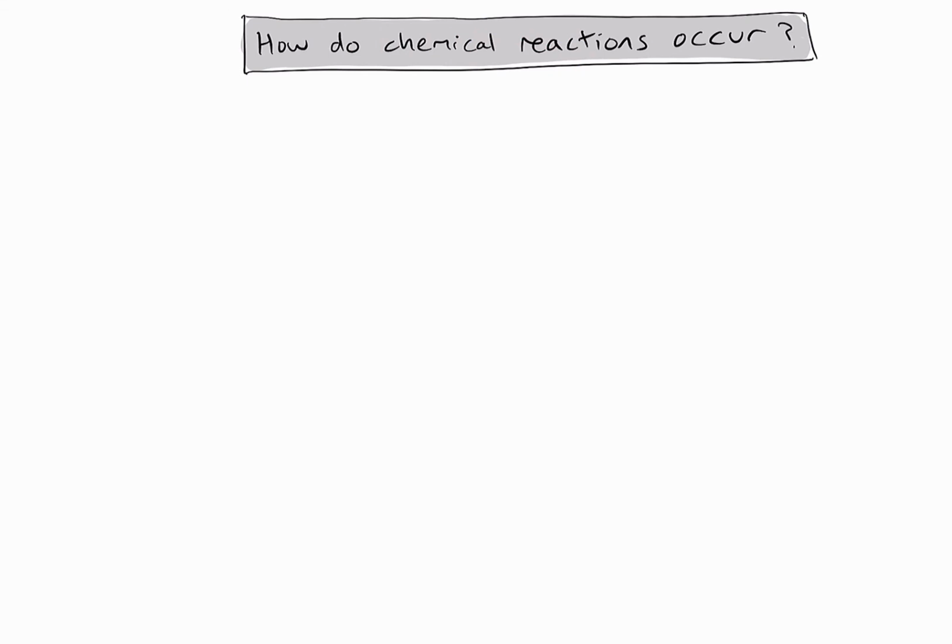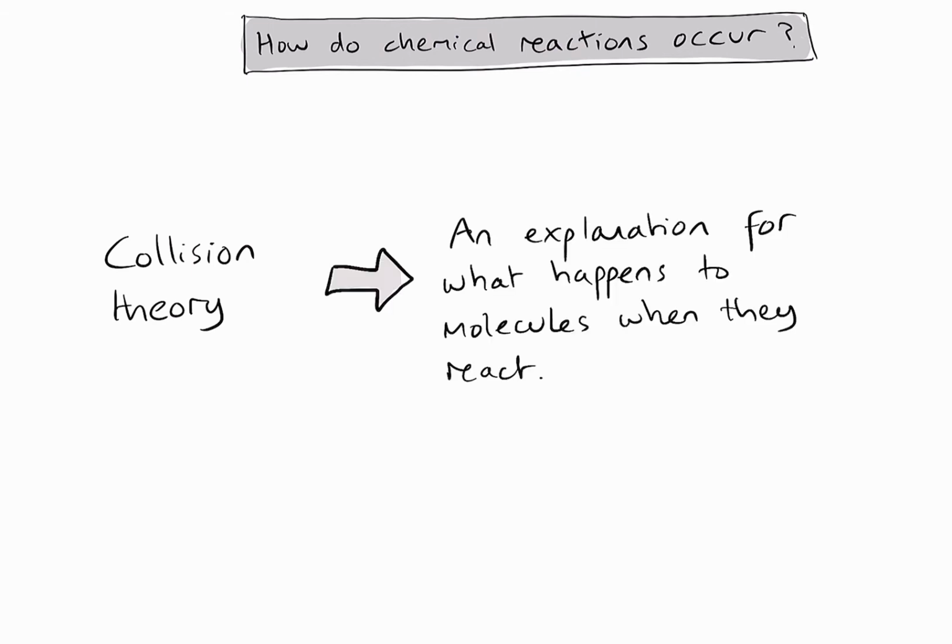To explain how a chemical reaction occurs, we're going to use collision theory. And as with all theories, this is an explanation for what we think is happening. In the case of collision theory, we're trying to explain what happens to molecules when they react with each other. Let's have a look at an example.